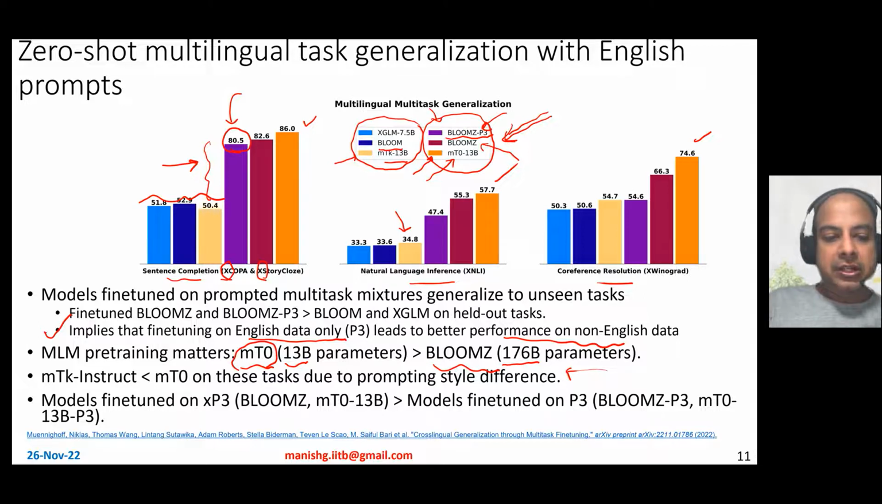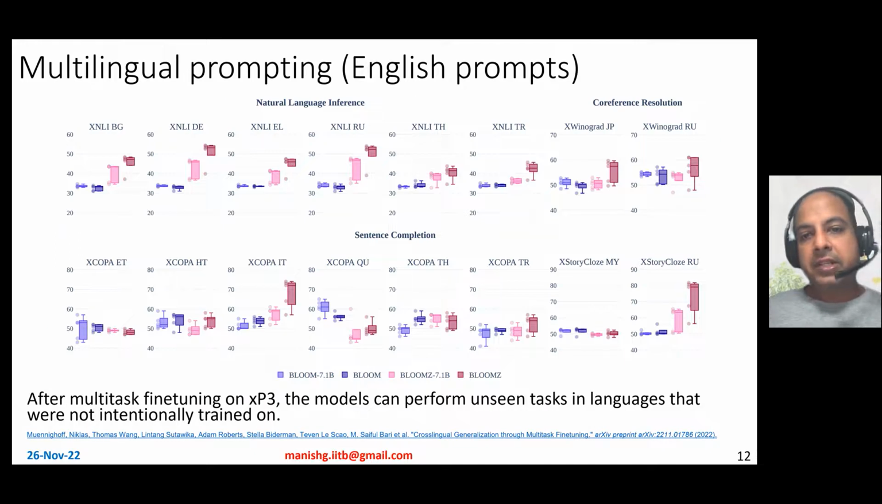Models fine-tuned on XP3 are better than models fine-tuned on P3. And this is expected, since you're doing cross-lingual tasks. If you fine-tune on XP3, typically you would observe that these models perform better compared to the model which has been fine-tuned on English-only data, English-only prompts and English-only data.